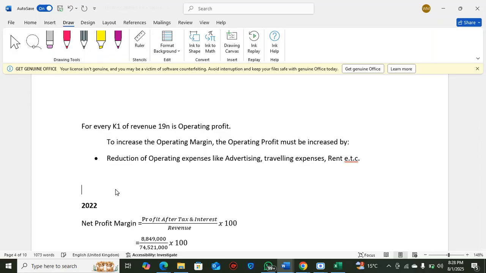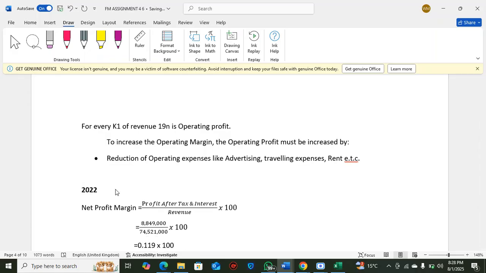So the next one is the net profit margin. As I said, out of your sales revenue, you want to find out what percentage is net profit. Out of every one kwacha you make in revenue, how much do you make in net profit? So the net profit margin is just your profit after tax and interest. That's your net profit. Once you deduct tax and interest, you get your net profit. So basically, it's your net profit over sales revenue.